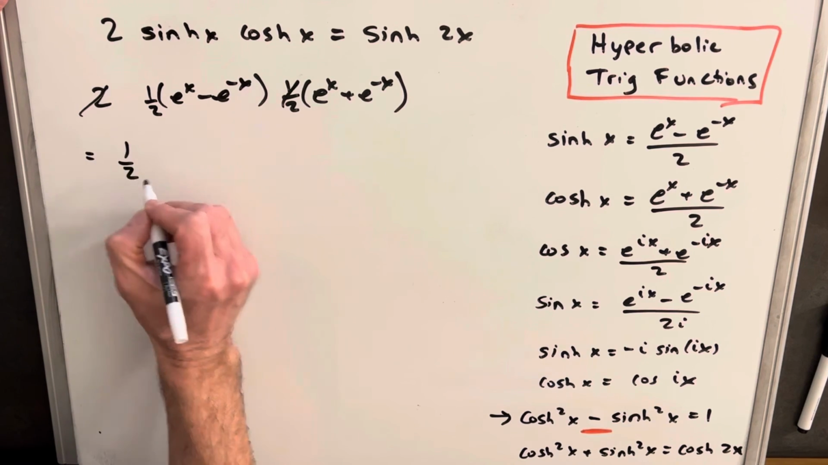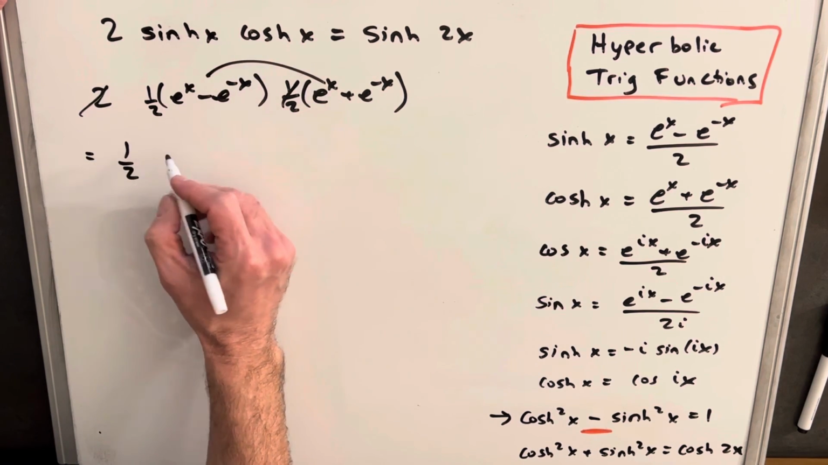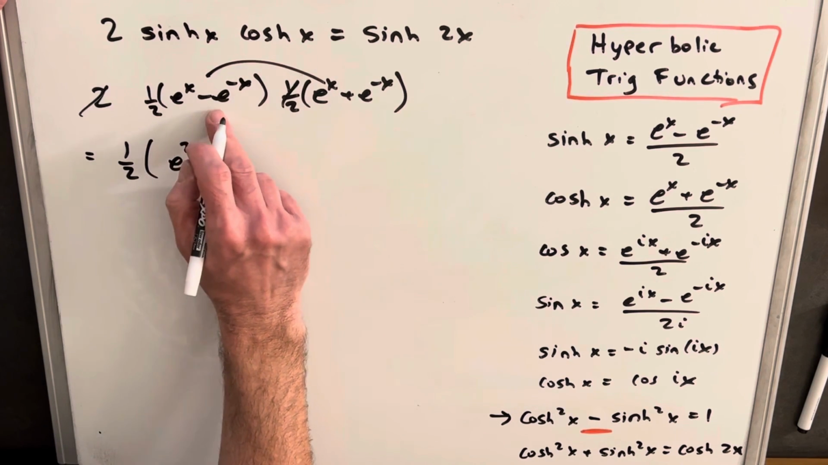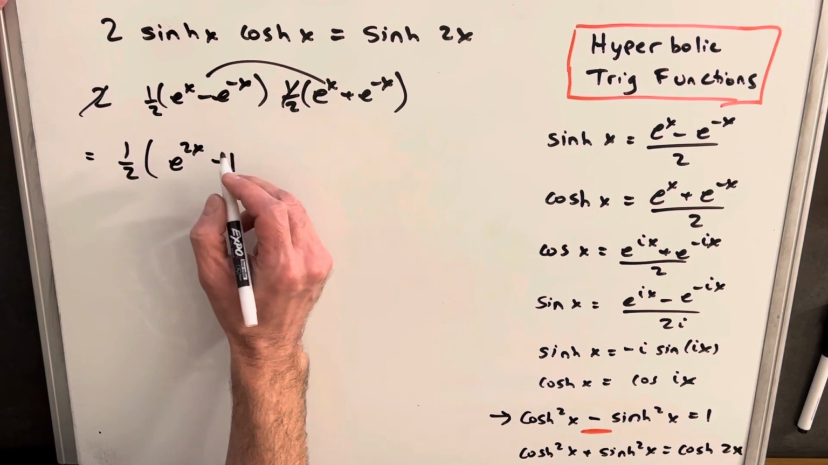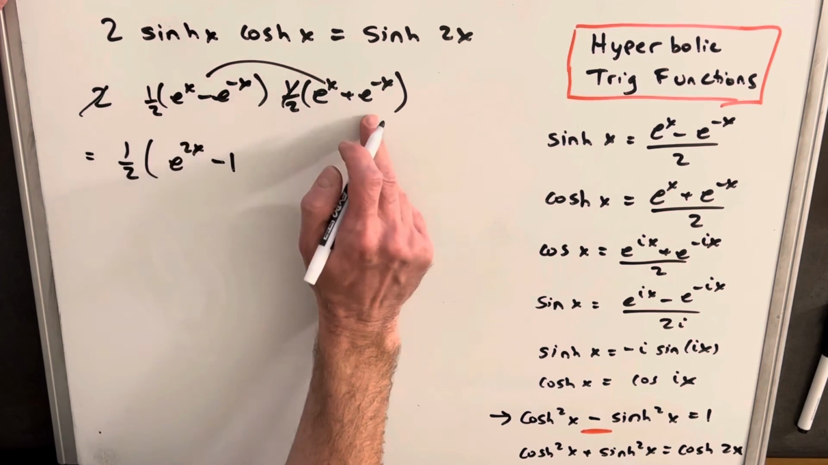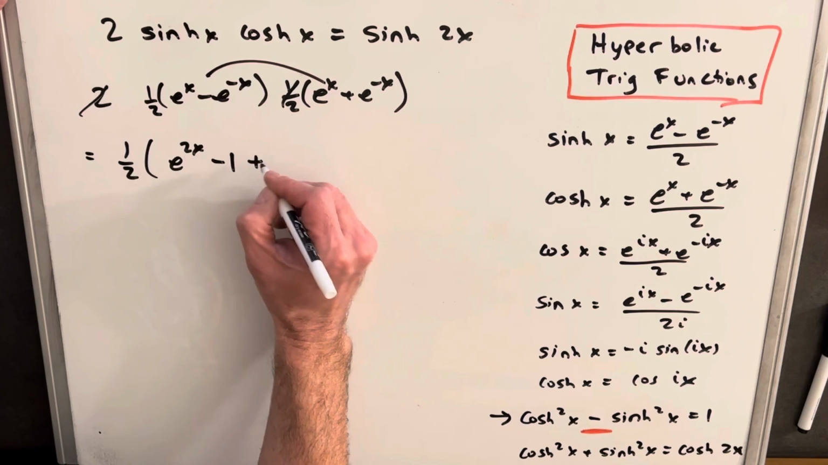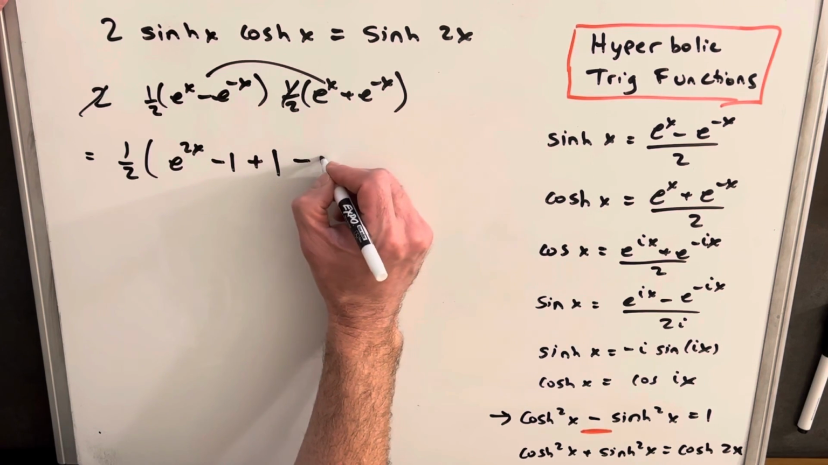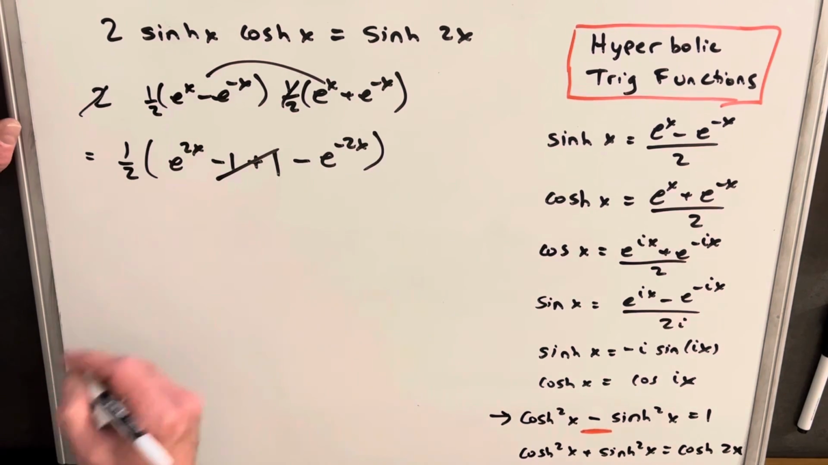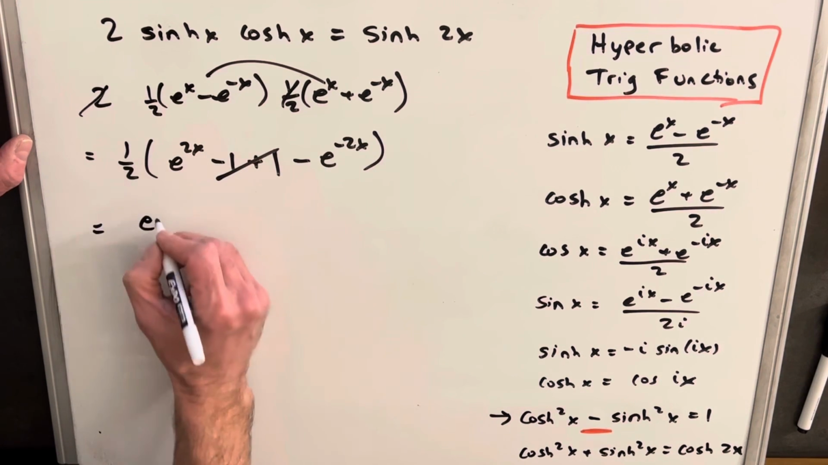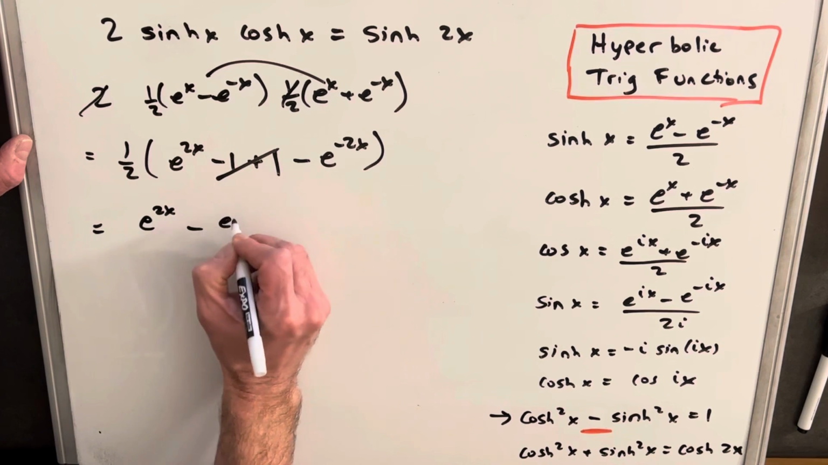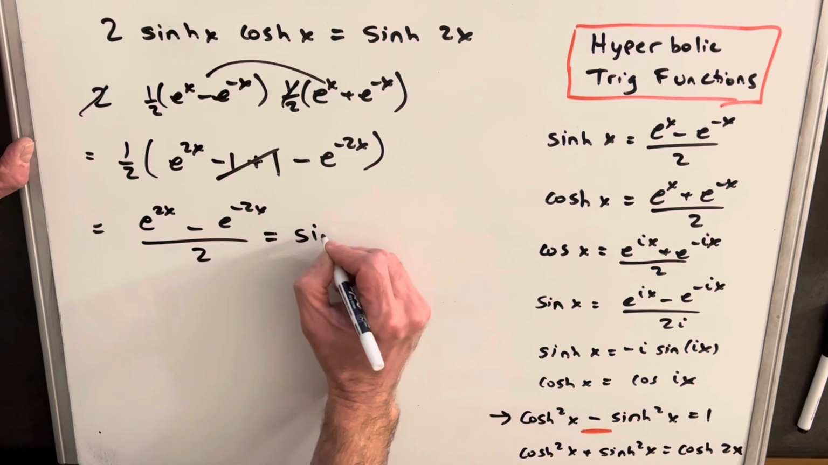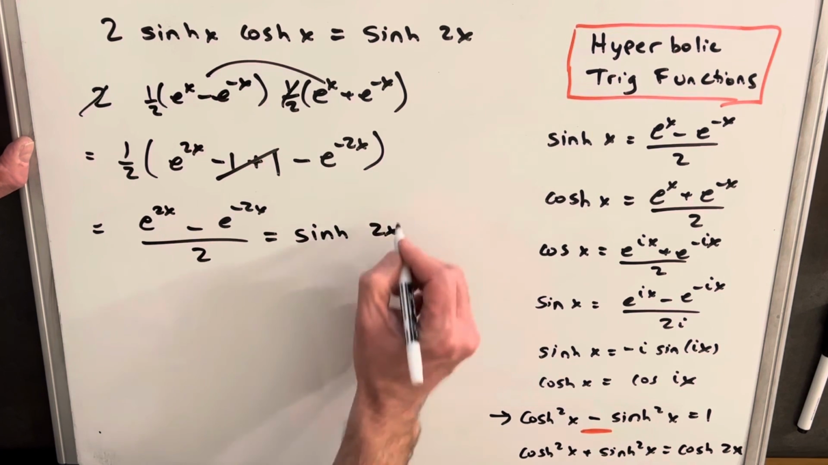We'll have a half out front, and then we'll multiply these together. So we're going to have e to the 2x, then e to the x times minus e to the minus x, that's going to be a minus 1. And then e to the x times positive e to the minus x is going to be a plus 1. And then these last terms, we're going to have minus e to the minus 2x. And we'll just rewrite this so we can recognize that we have e to the 2x minus e to the minus 2x over 2. But that's what we wanted to show. That's our sinh of 2x.